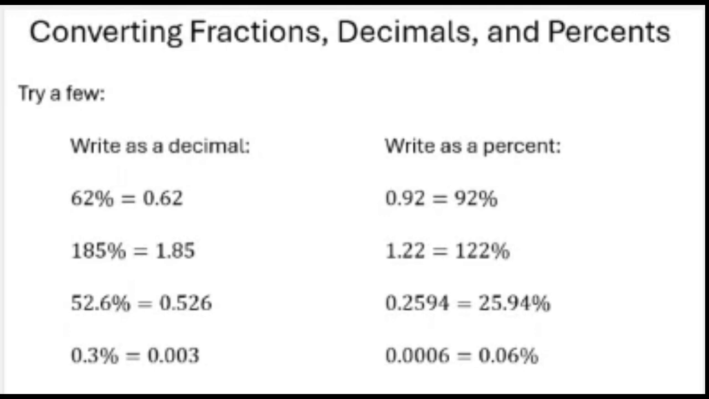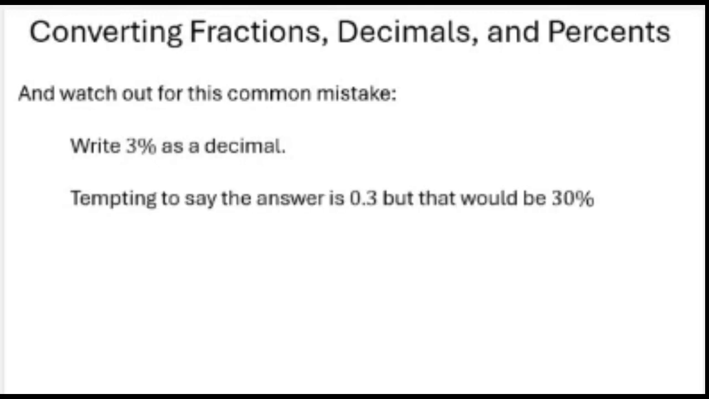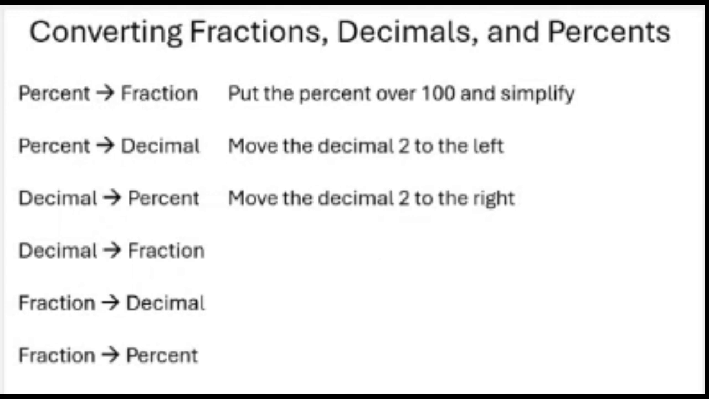The percents and decimals back and forth, you're just simply moving the decimal place 2 to the left or 2 to the right. A really common mistake, just to draw attention to it here, a lot of people will see this question and just instinctively, without thinking it through, will write 0.3. But remember that 0.3, move that decimal 2 to the right, would actually be 30%, right? Not 3%. So 3% as a decimal is 0.03.